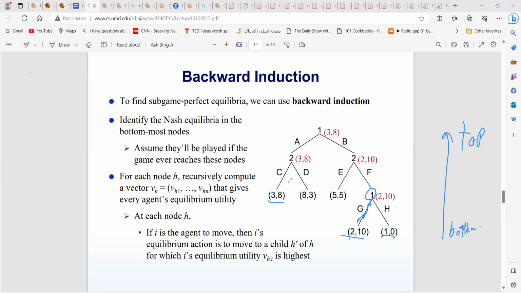Good. The same thing here. This is 3-8 and 2-8. Here it is for agent 2. He or she will choose this one, and then 3-8 will come up. So essentially the utilities corresponding to the leaf will come up.